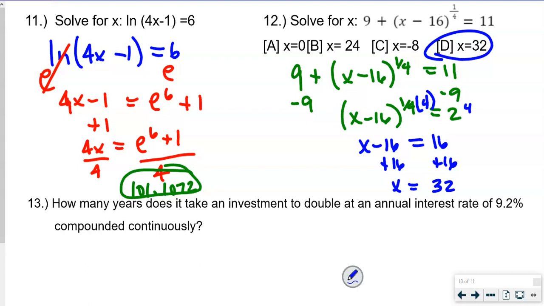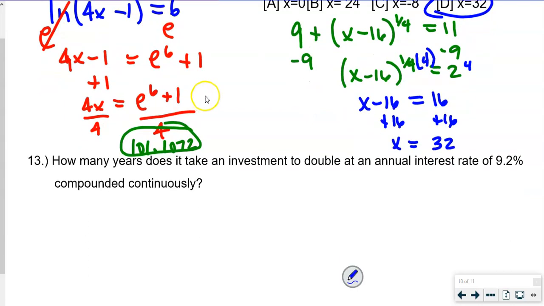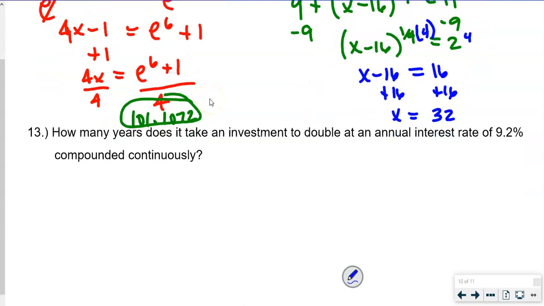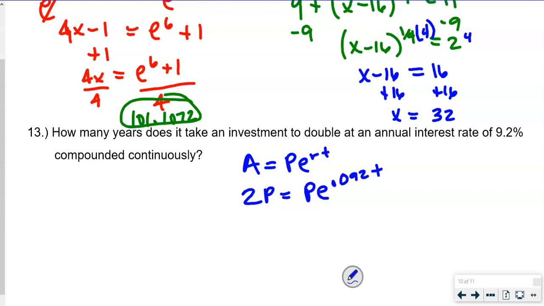All right, then the next one says, how many years does it take for an investment to double at an annual interest rate of 9.2% compounded continuously? So here, our formula was A equals P e to the rt, but P doubled. So we're going to say 2P is equal to P e to the, and our interest rate is 0.092, and then we're going to solve for our time, right? So if we divide both sides by our P's here, we get 2 equals e to the 0.092 t power, right?